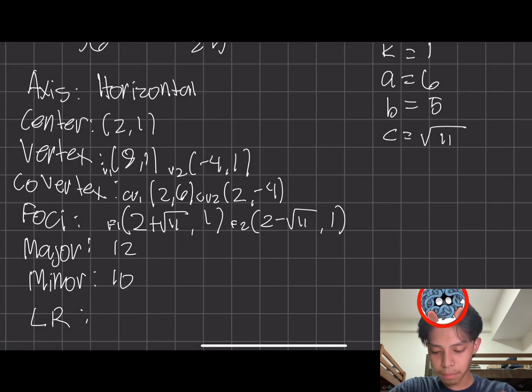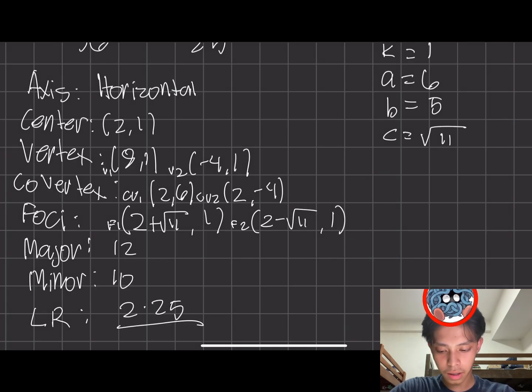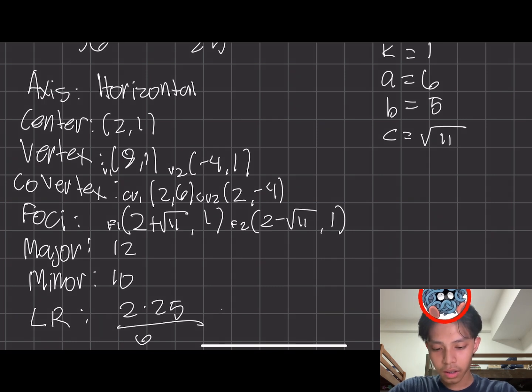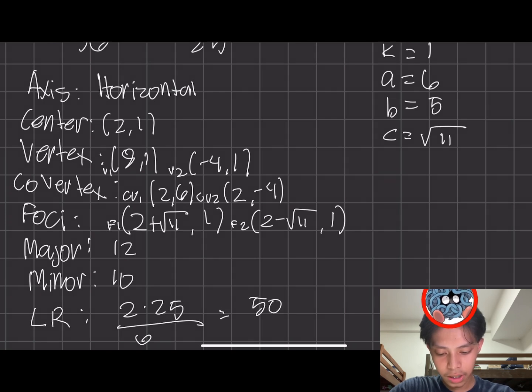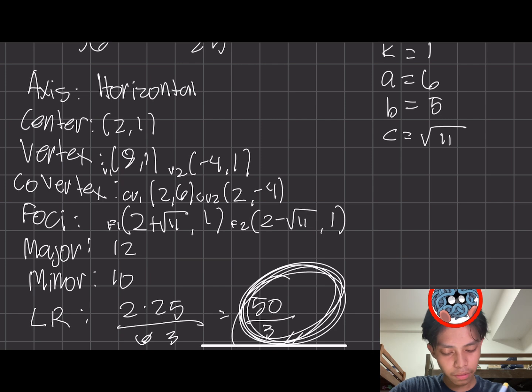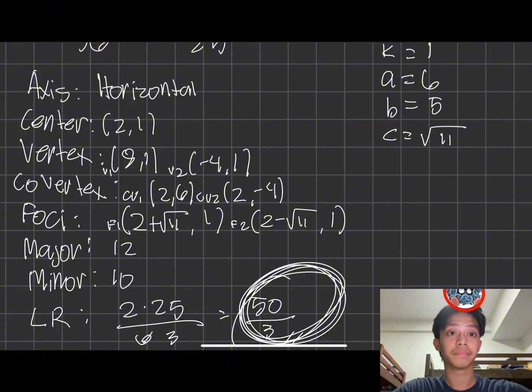And for the LR part, we have to substitute it: 2b squared over a. Let's have 2 times b squared, which is 25, over 6. And we can cancel because it's divisible by 3. 2 times 25 is 50 over 3. And that's how we get LR.